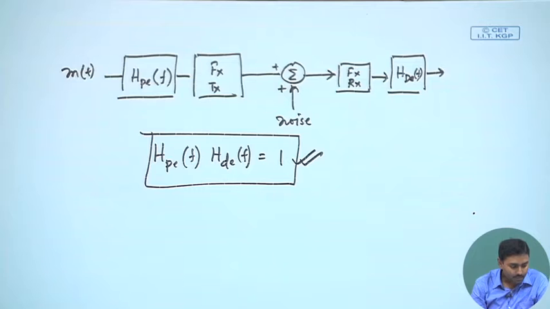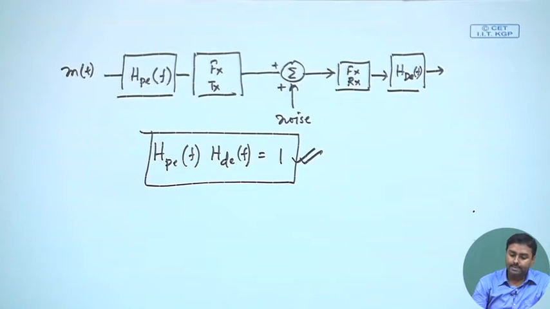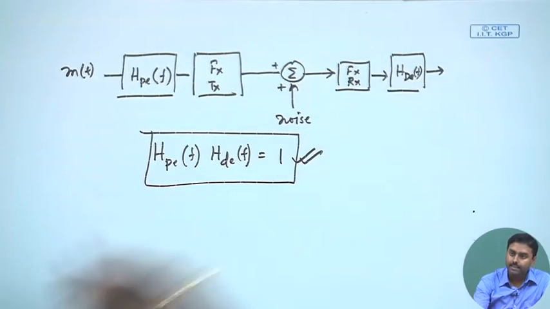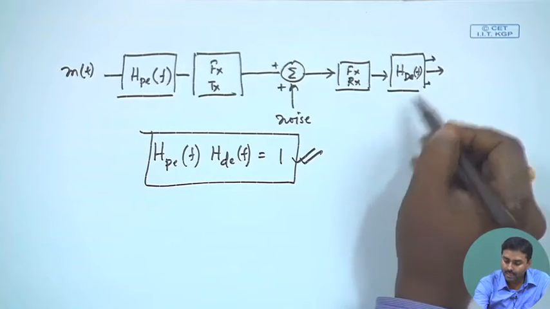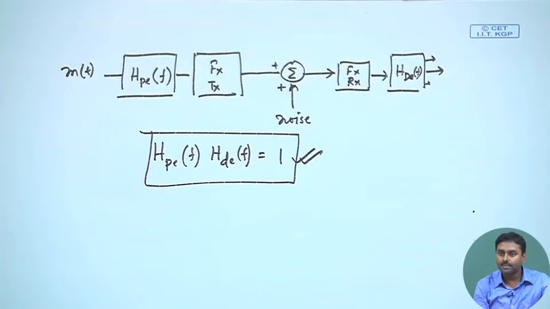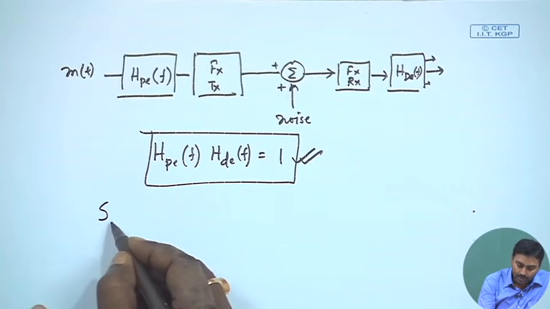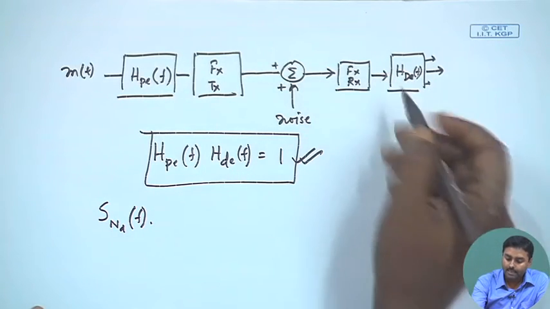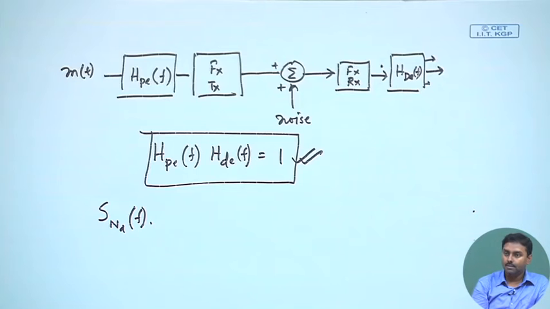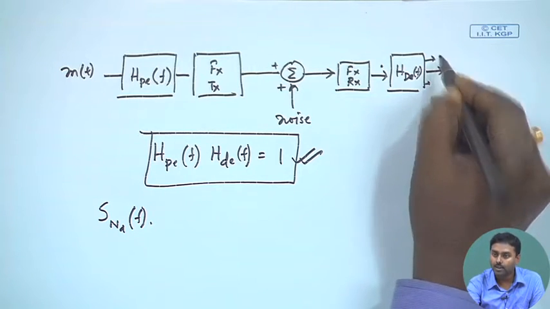If this is the part, then let us try to see after the receiver, after going through de-emphasis, what should be my signal and noise. Signal should remain as it is, as we have discussed earlier, but the noise part will go through this. We have already told that this S_nd(f) is the noise power spectral density at this point. That goes through the de-emphasis filter, so it must be passing through the de-emphasis filter, and that is what the noise will be.